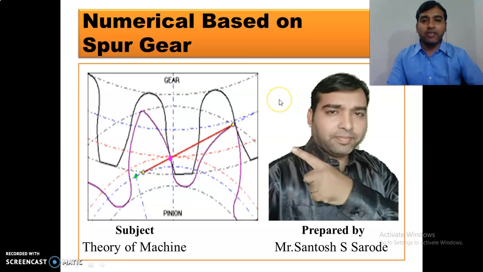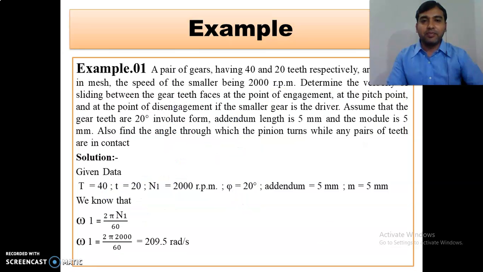So let's start the first numerical based on this Spur gear. Example: a pair of gears having 40 and 20 teeth respectively are rotating in mesh. The speed of the smaller being 2000 rpm. Determine the velocity of sliding between the gear teeth faces at the point of engagement, at the pitch point and at the point of disengagement, if the smaller gear is the driver. Assume that the gear teeth are 20-degree involute form. Addendum length is 5 mm and module is 5 mm. Also find the angle through which the pinion turns while any pair of teeth are in contact.